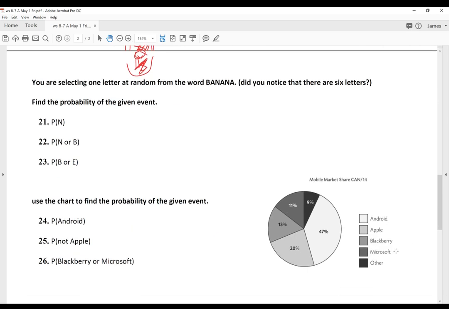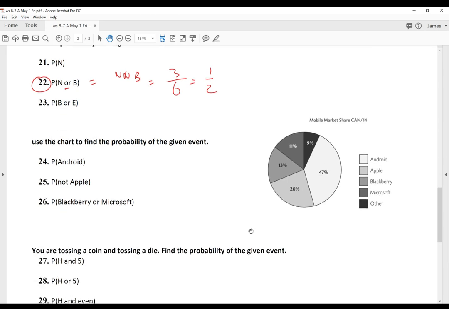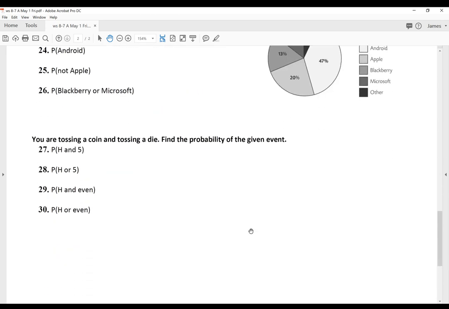Okay, and then just a few more. So you have 6 letters in banana. Yeah, there's 6 letters. What's the chance that you're gonna get either N or the B? Number 22. Well, how many N's are there? There are 2 N. And how many B are there? There's 1 B. So with the OR case, you just add them together. So that's 3 out of 6, which is 1/2 chance. Pretty simple. I think you could figure it out. Number 24 is pretty simple too.